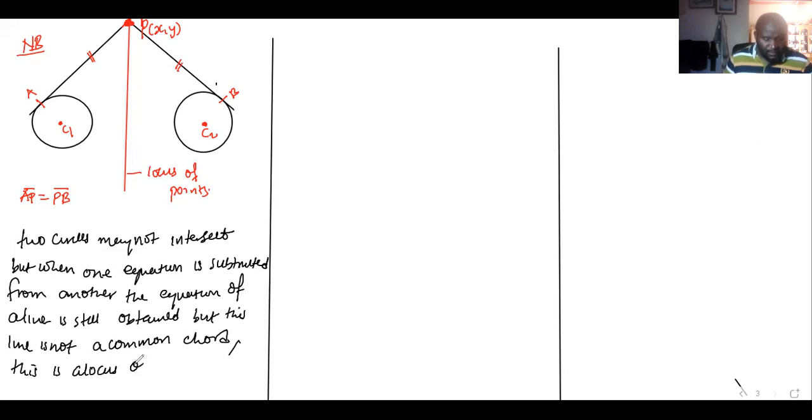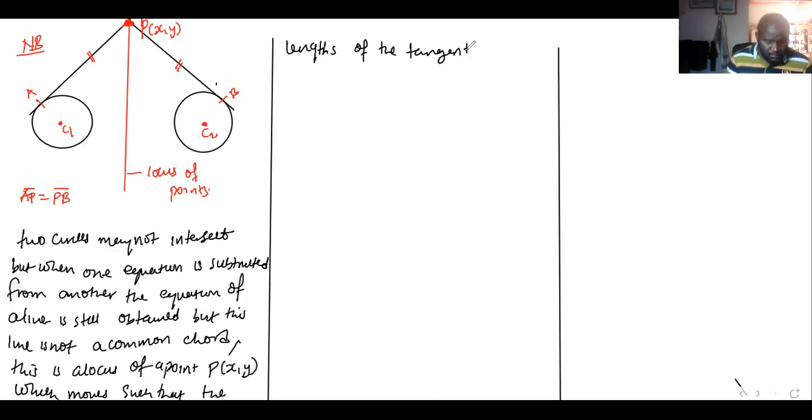This is a locus of a point P, which is XY, which moves such that the lengths of the tangents from the point P to their circles is always equal.